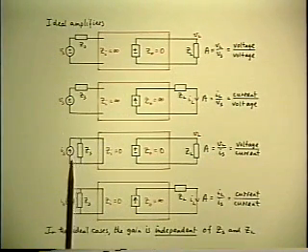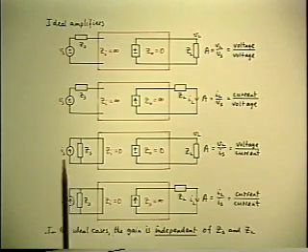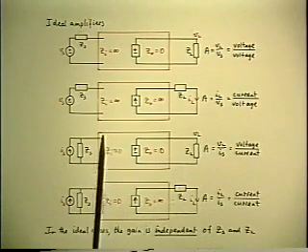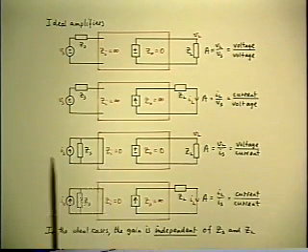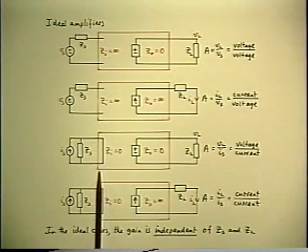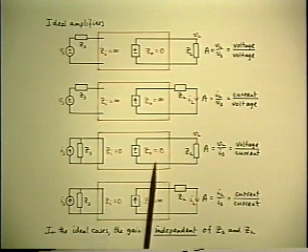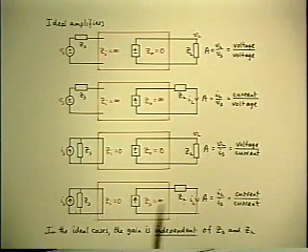And, of course, the other two are simply the other combinations. If the input signal is defined as a current, Is, and the output is a voltage, then the ideal amplifier would have to have a zero input impedance. It would have to do current summing, in other words, and a zero output impedance. And finally, the ideal current-to-current amplifier would have to have zero input impedance and infinite output impedance.